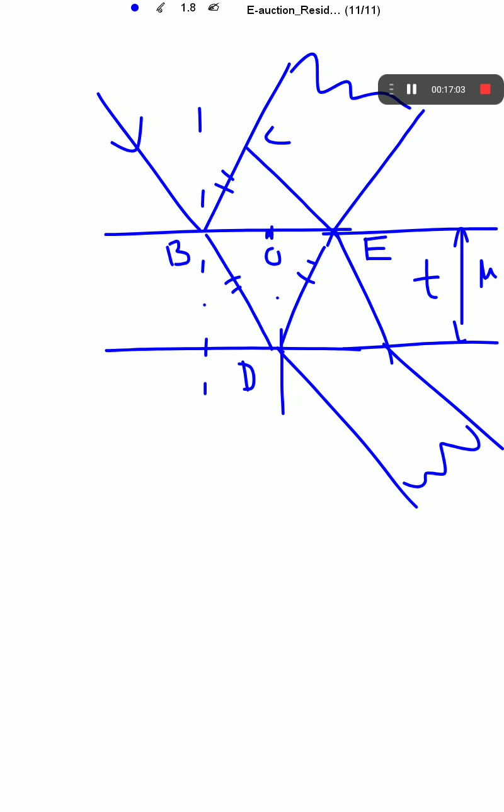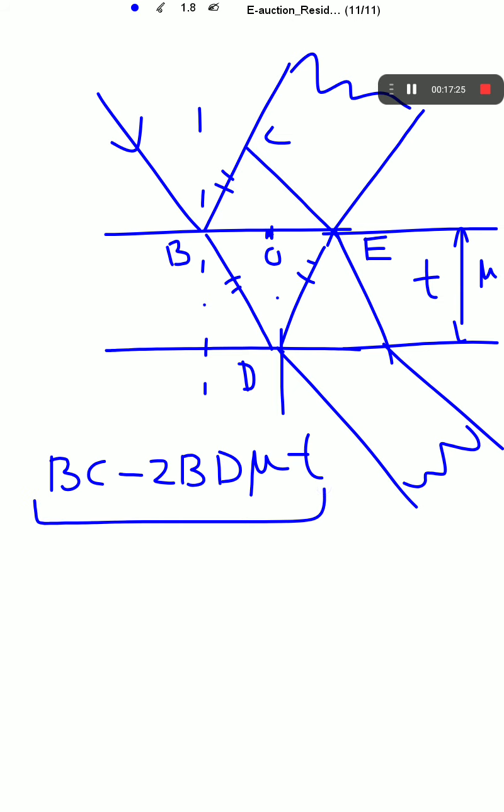So we'll calculate the path difference conditions. So BC is the path in air, minus BD plus DE. I'll write BD only, and 2 times index mu and thickness T. So this is the path difference which we have to calculate. If this is equal to n lambda, we will get maxima. If this is equal to n plus half lambda, it is minima.